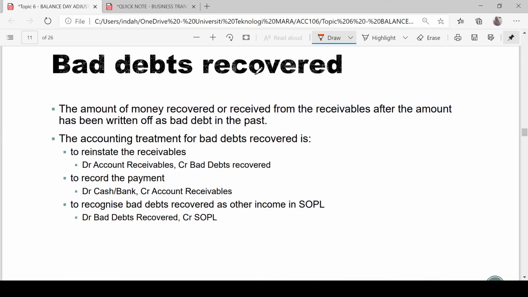Then to recognize bad debt recovered as other income: bad debt recovered will be put as other income in the statement of profit or loss. So debit bad debts recovered, credit statement of profit or loss. Let's look at one example.